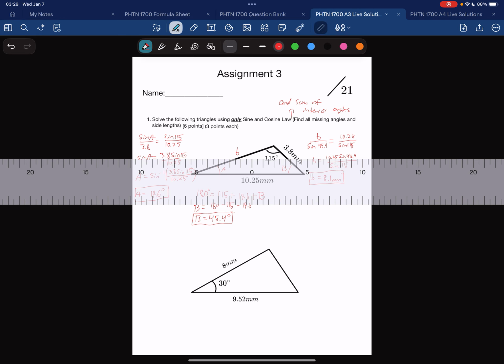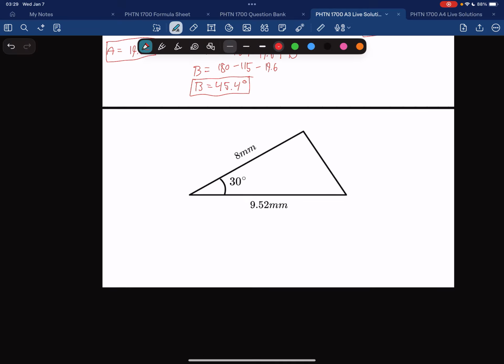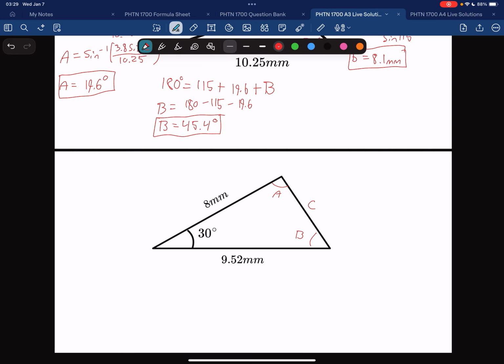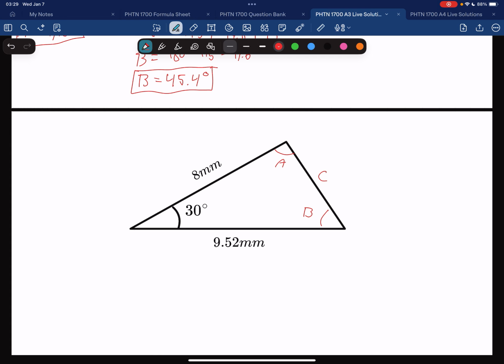For this page here, now I'm going to go ahead and just divide my page in half, nice and quick, just to keep these separate. Okay, second triangle. I'm going to call this side C, call this angle A, call this angle B. And I'm going to start with my cosine law for side C there. So C squared equals A squared plus B squared minus 2AB times the cosine of angle C.